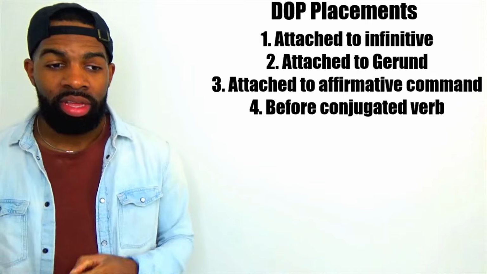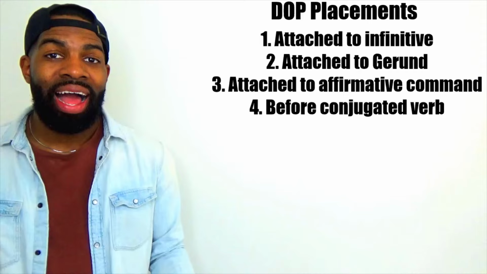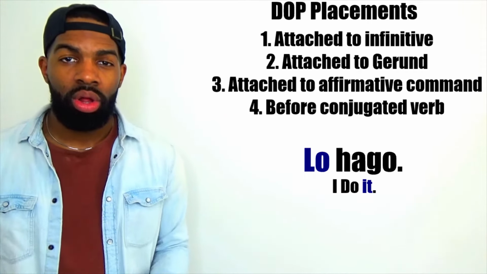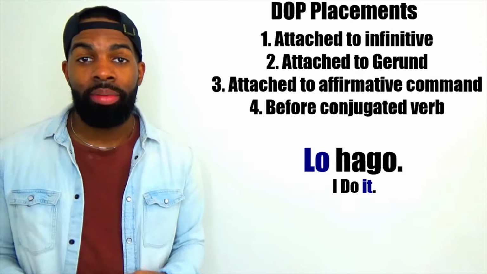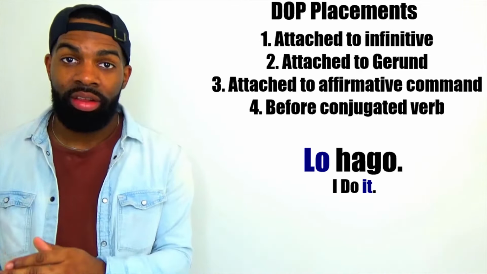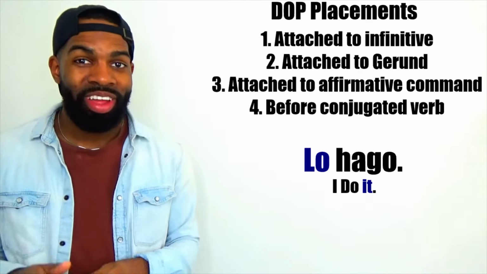Last but not least, we can place the direct object pronoun in front of a conjugated verb. So if I want to say, I do it, lo hago. If it's not an affirmative command, you are not going to attach the direct object pronoun to the end of a conjugated verb. It never makes sense. It sounds ugly. So know that here, know that now. Don't do it, okay? With that being said, even if you do have a gerund, even if you do have an infinitive, which have the direct object pronoun attached to the end of them, if you want to, you can, instead of attaching it to the end, put it before that conjugated verb as well.